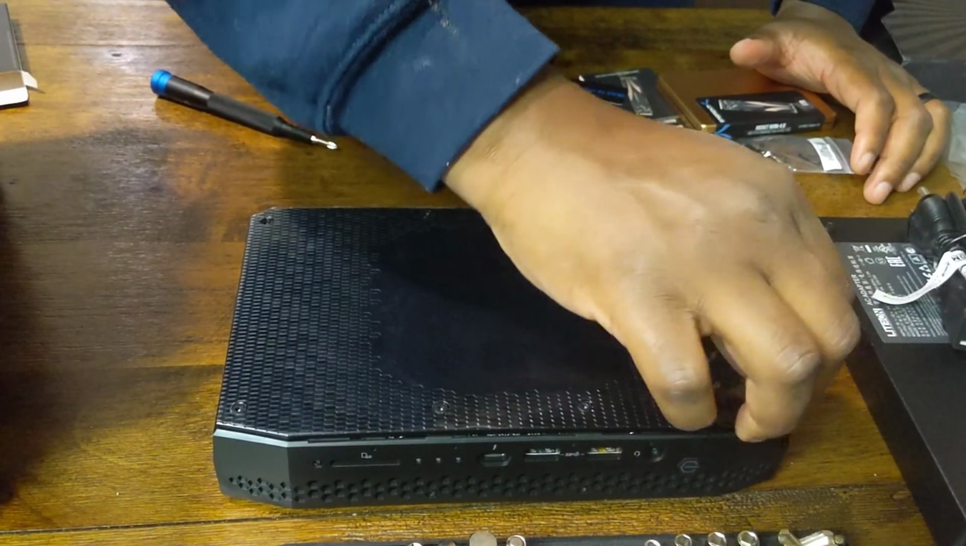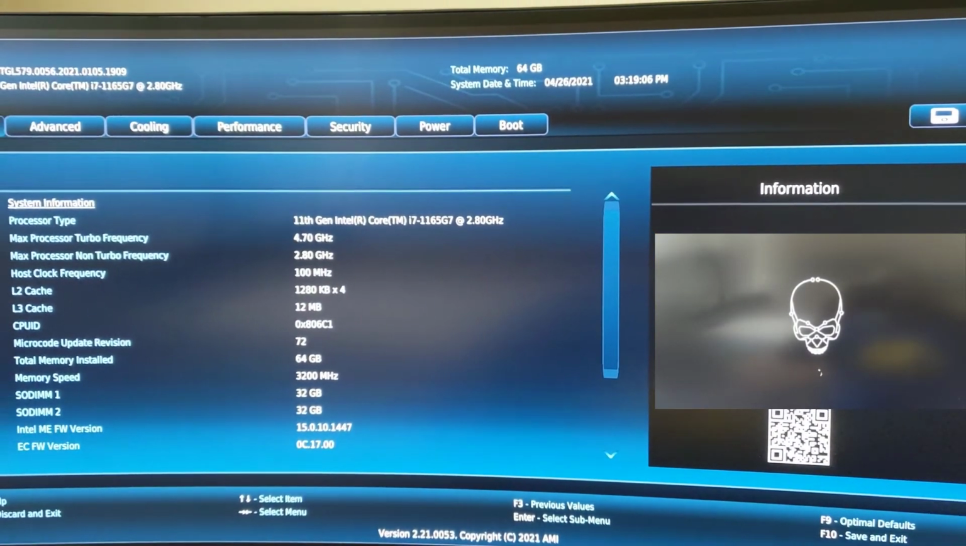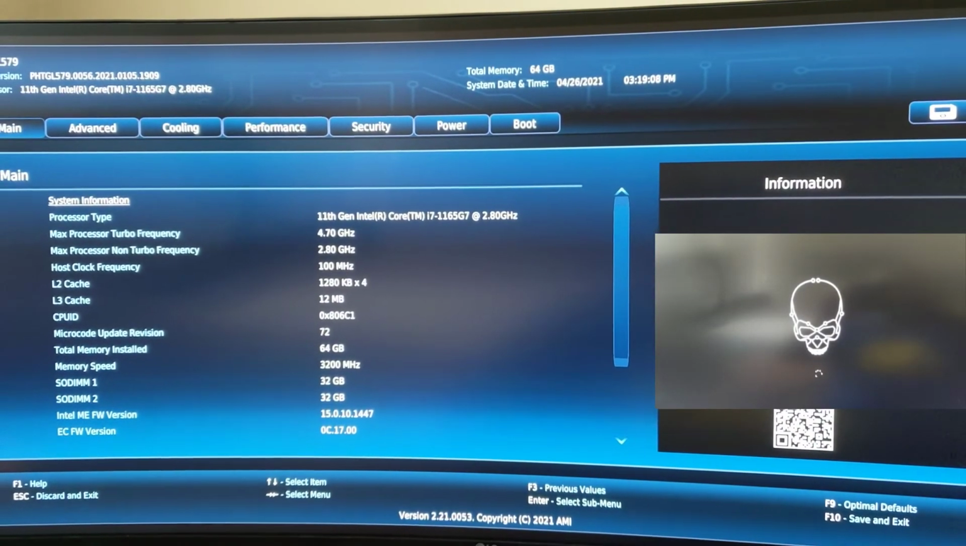All right, I hope you guys enjoyed this. So I leave you at the BIOS. You see the SCAR logo showing up at startup.